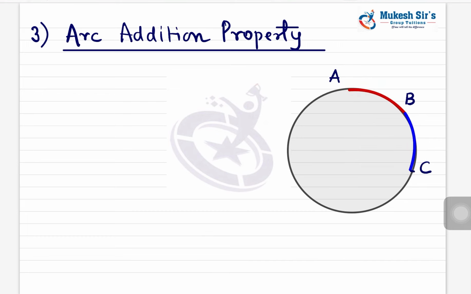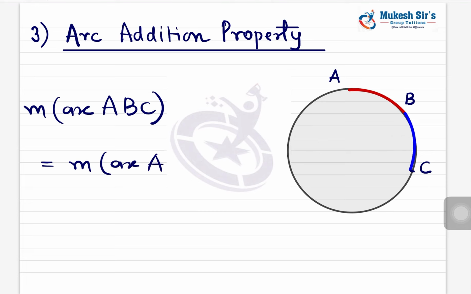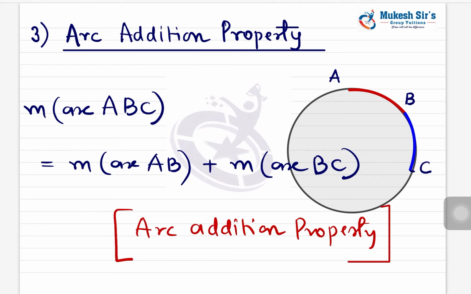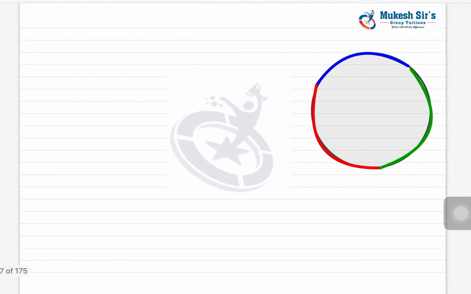So you can write the property in a mathematical form. हम लोग लिख सकते हैं measure of arc ABC. What is the measure of arc ABC? It's equal to measure arc AB plus measure arc BC. And जब भी सम्स में यूज करोगे, write the reason: arc addition property.